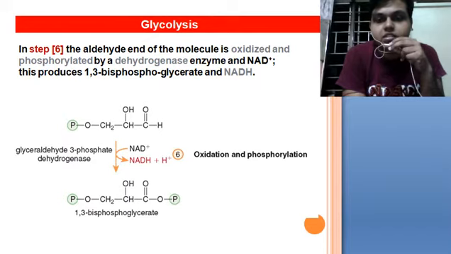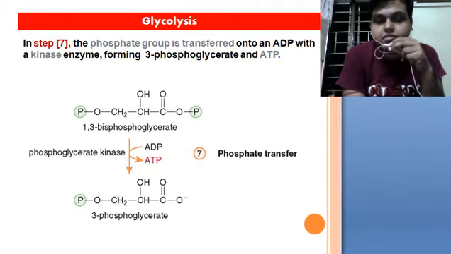This is actually an oxidation as well as phosphorylation reaction. We can see the right hand CHO group, that is the aldehyde group. For the oxidation, it is converted into a COOH group. After that, the H is replaced by the phosphate group along with the production of NADH. This is all about step 6.